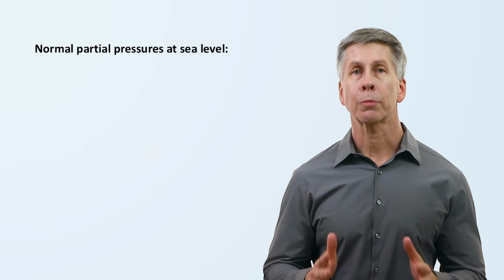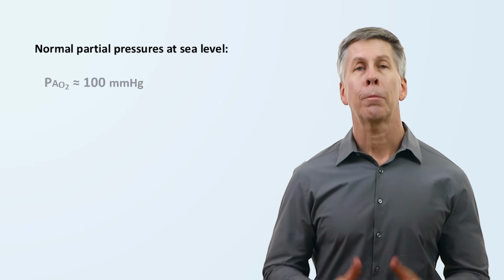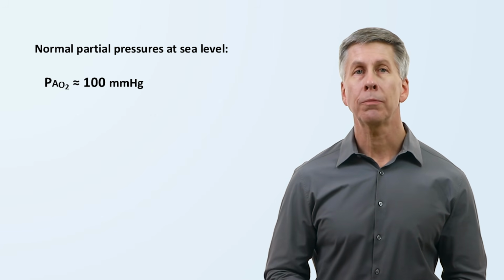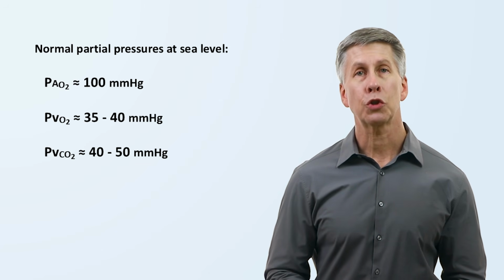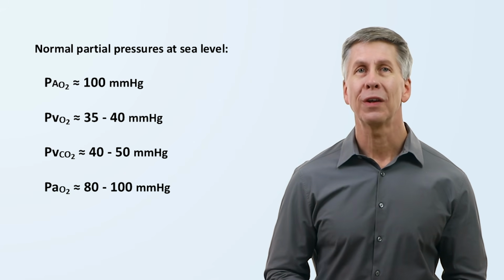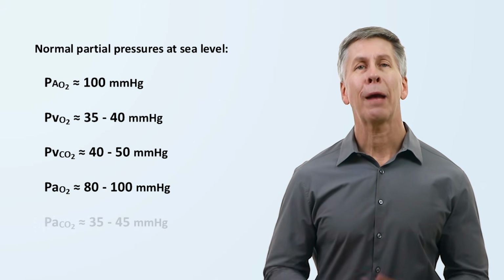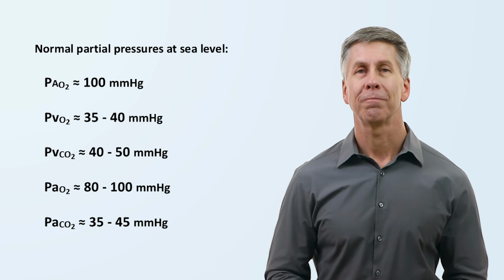And last, you will need to remember some of the normal partial pressures of gases at sea level. These include P big A O2 of about 100, PVO2 of about 35 to 40, PVCO2 of about 40 to 50, PaO2, that is P little a O2, of about 80 to 100, and PaCO2 of about 35 to 45.